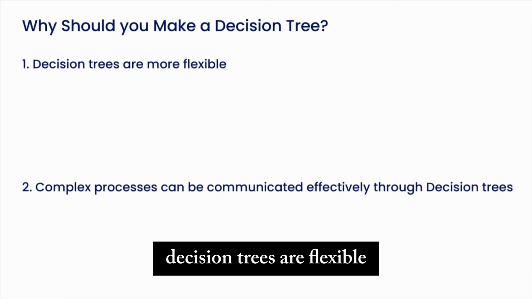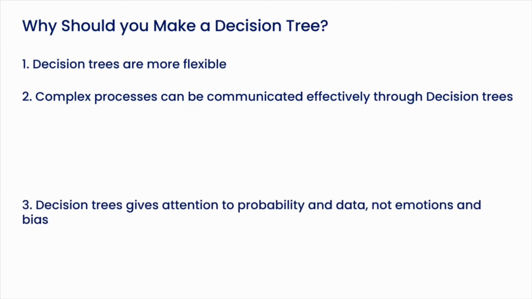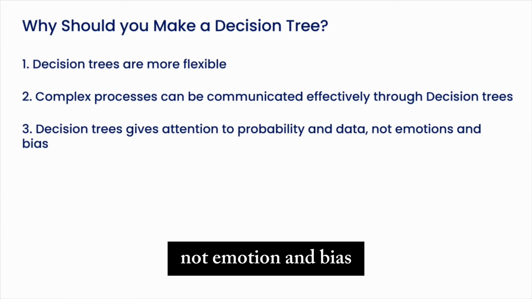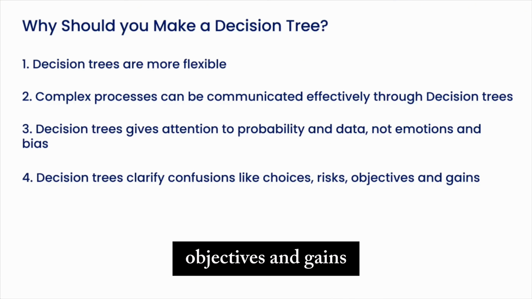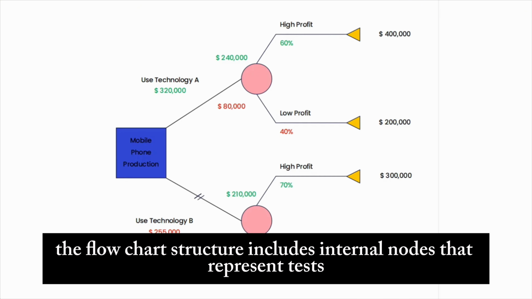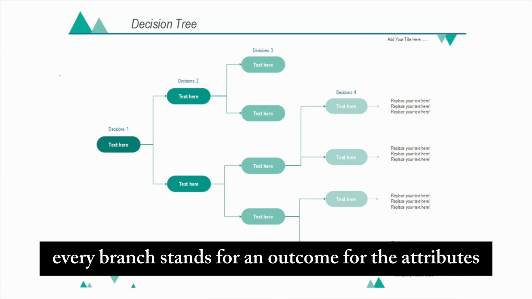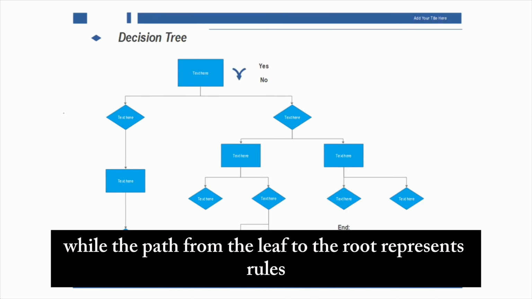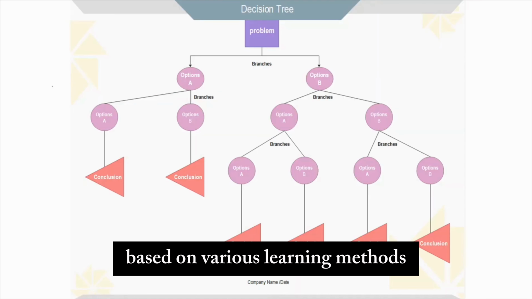Decision trees are flexible. They effectively communicate complex processes. Decision trees give attention to probability and data, not emotion and bias. They clarify choices, risks, objectives, and gains. The flowchart structure includes internal nodes that represent tests or attributes at each stage. Every branch stands for an outcome for the attributes, while the path from the leaf to the root represents rules for classification. Decision trees are one of the best forms of learning algorithms based on various learning methods.